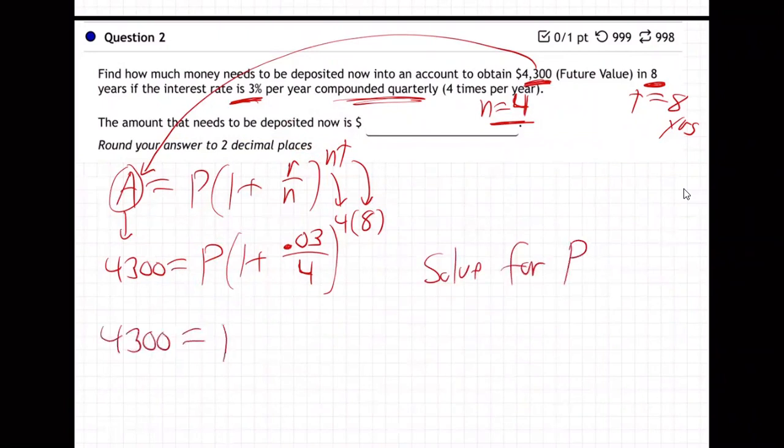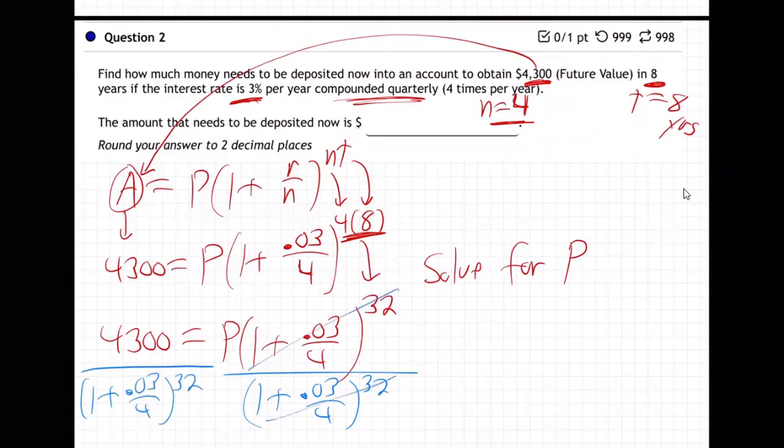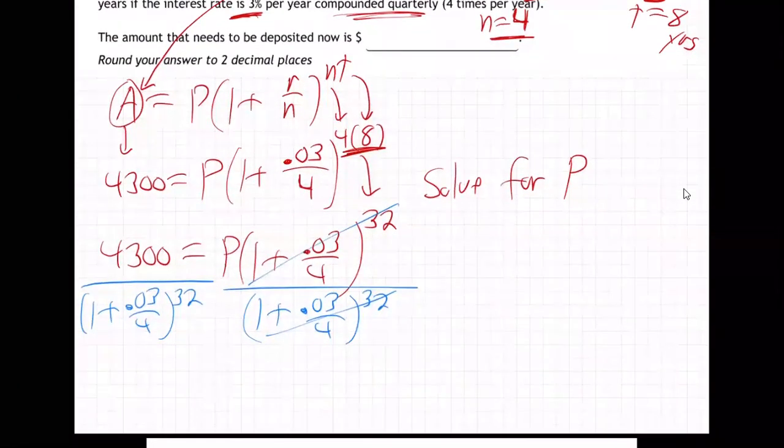Well, let me just write this out again. The only thing I'm going to fix is this power. 4 times 8, 32. Just go ahead and make that the power. Okay, so now how do we solve for P there? What am I going to do? We'll just divide by this whole thing, by (1 plus 0.03 over 4) to the 32. And whatever you do to one side, you have no choice but to do the same thing to the other. Boom, boom, like that. Is that making sense? And so that gets P alone, doesn't it?